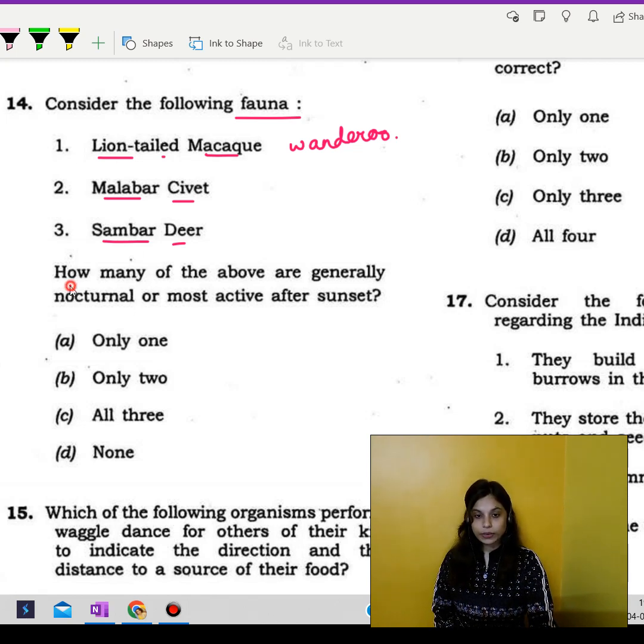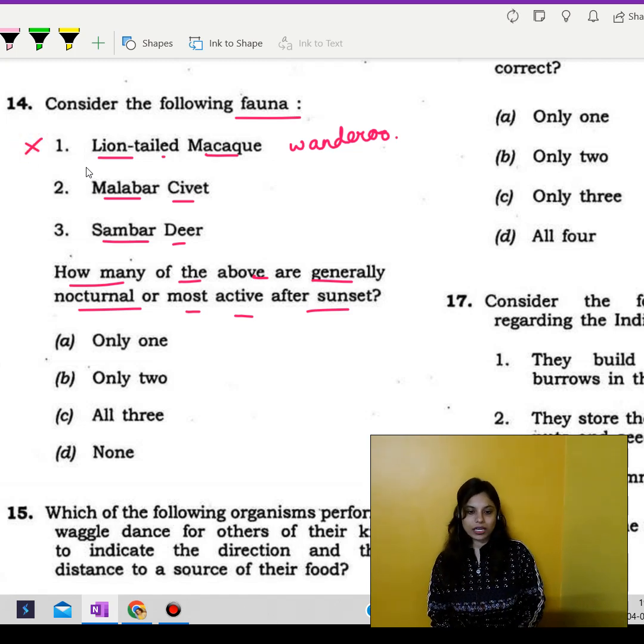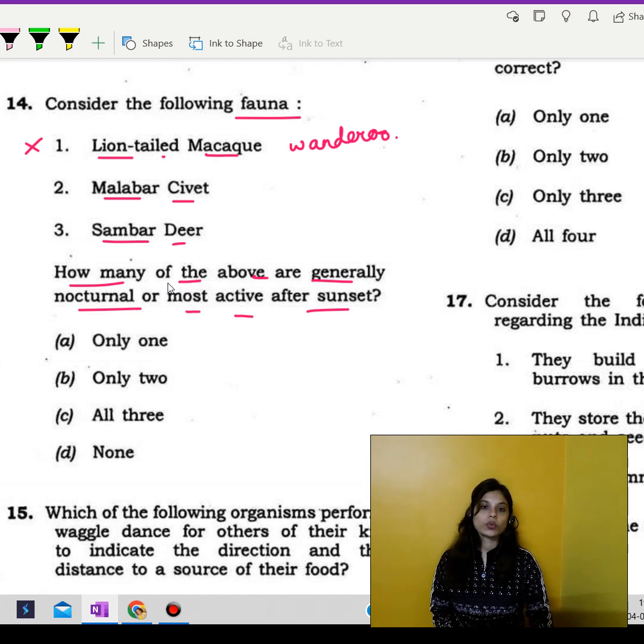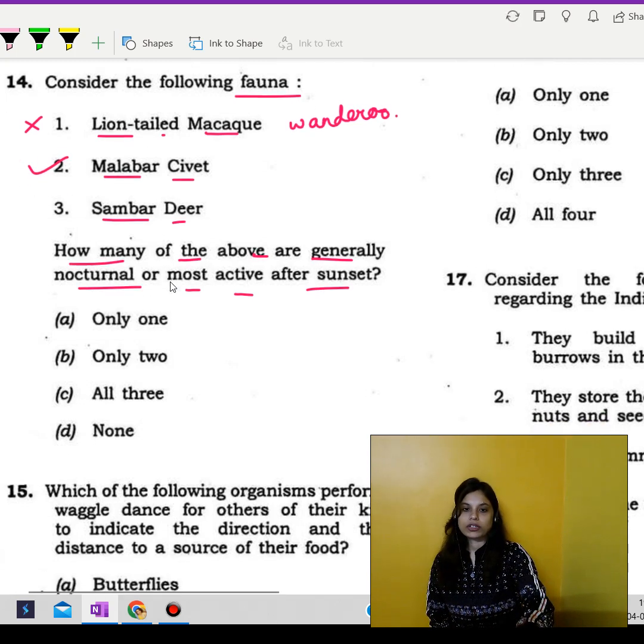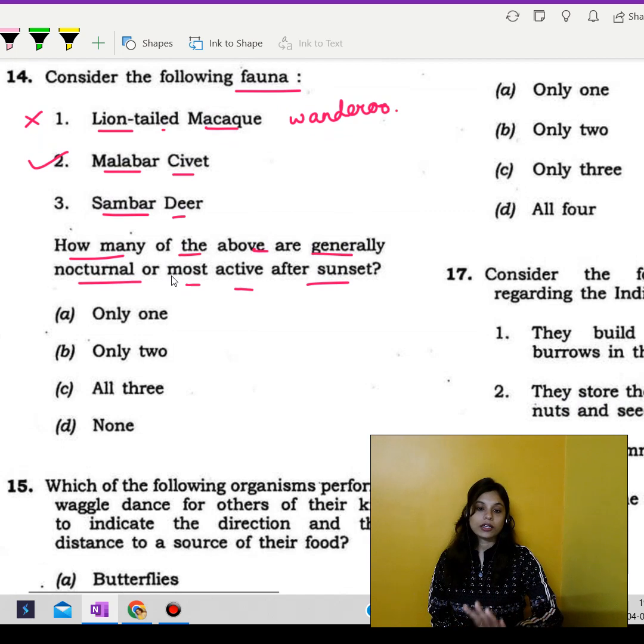Okay, we did not read the question. How many of the above are generally nocturnal or most active after sunset? Yeah, so lion-tailed macaws are not active after sunset. Moving over to the Malabar civet. Malabar civet is a nocturnal and elusive animal, of course. It is endemic to the Western Ghats of India. They are mainly found in the wooded plains and hill slopes of evergreen rainforests. So, Malabar civet would go as a nocturnal animal, which is most active after sunset.